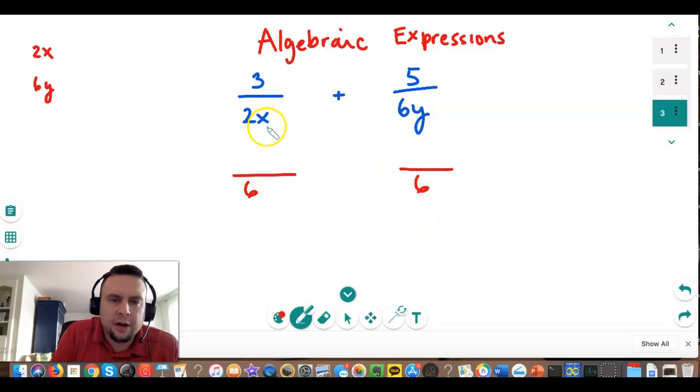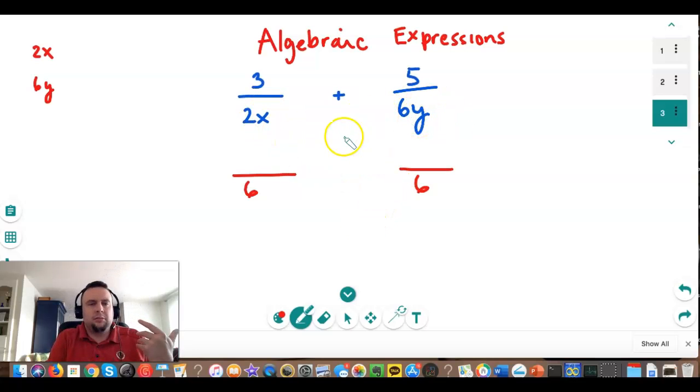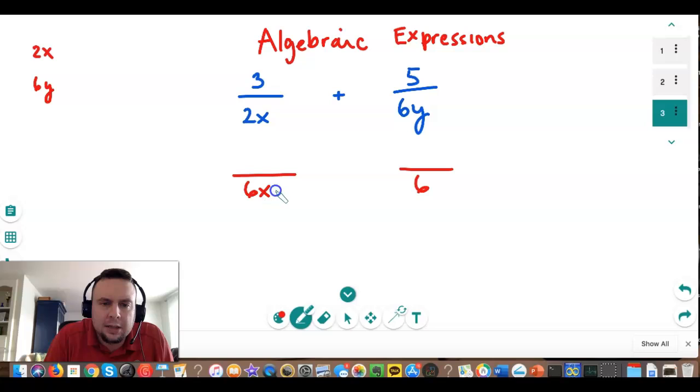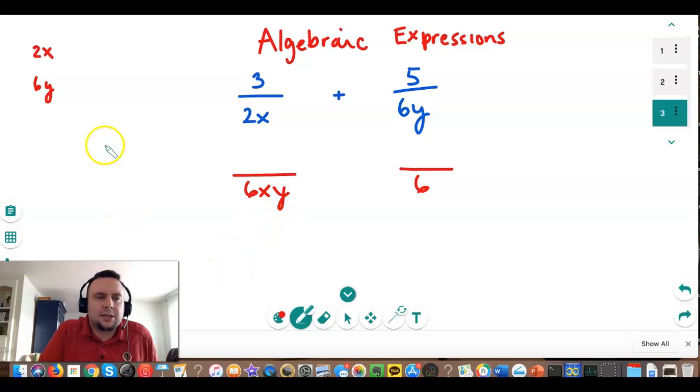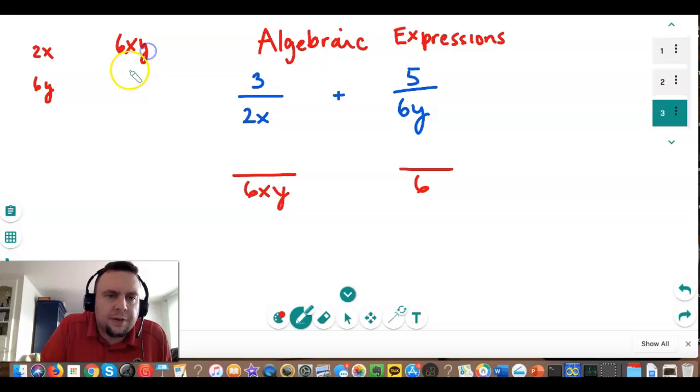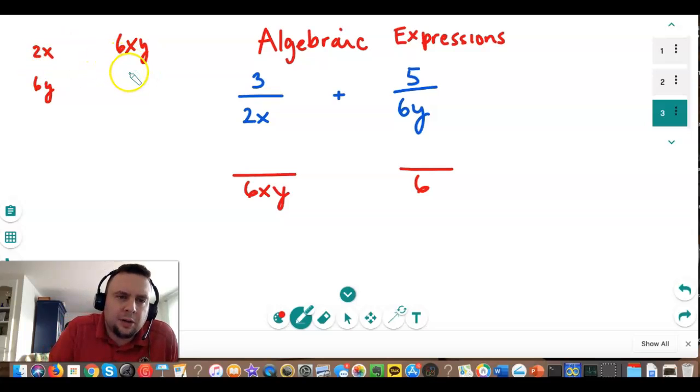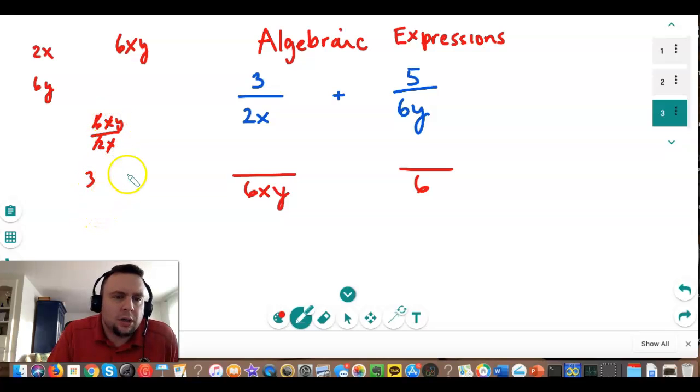Okay? Then you look at the variables. This one has x, this one has a y. So there's nothing in common, right? So what you do is, when you don't have anything in common, those factors that don't have anything in common, you multiply those together and it becomes 6xy. Now 6xy is divisible by 2x. If you divided that by 2x, I'm just going to put it here. 6xy divided by 2x. It is divisible because 6 divided by 2 cancels out, that's 3. X divided by x cancels out, that's just 1. And then y is still here, so that's 3y.